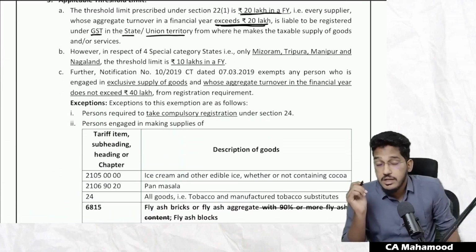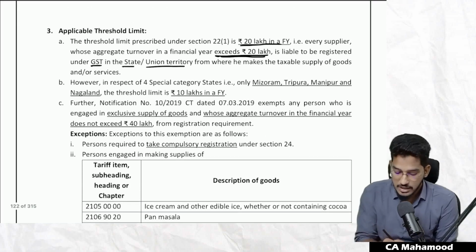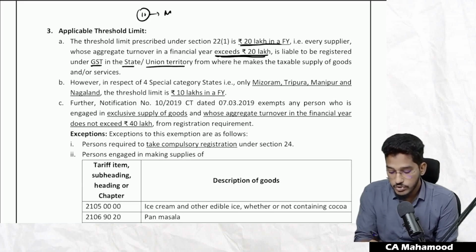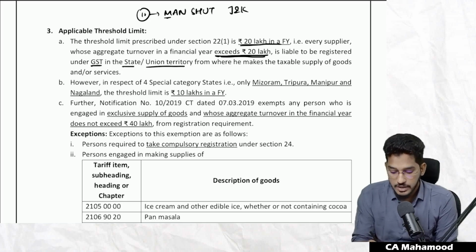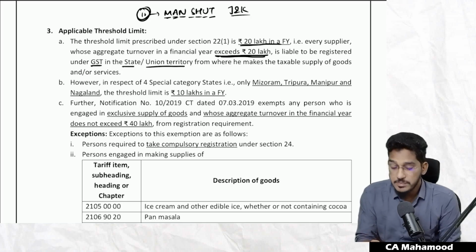See, we have special category states. In the GST introduction chapter we have seen 11 special category states. What are the 11 special category states? I have even told you a mnemonic to remember: Manshet, Jammu Kashmir. So M stands for Manipur, Mizoram, Meghalaya. A stands for Assam and Arunachal Pradesh. N for Nagaland. S for Sikkim, Himachal Pradesh, Uttarakhand, Tripura, Jammu Kashmir. These are the 11 special category states.